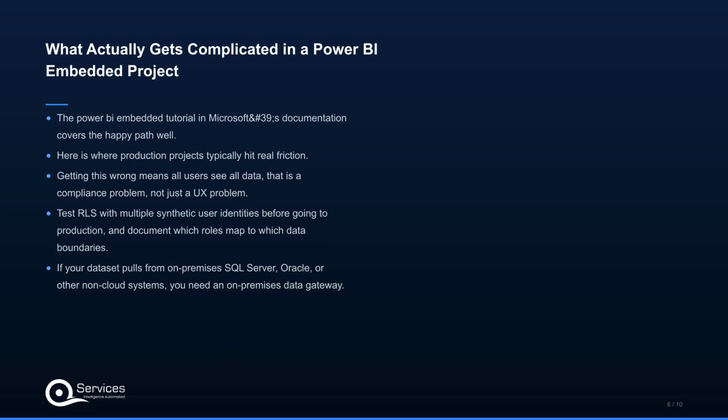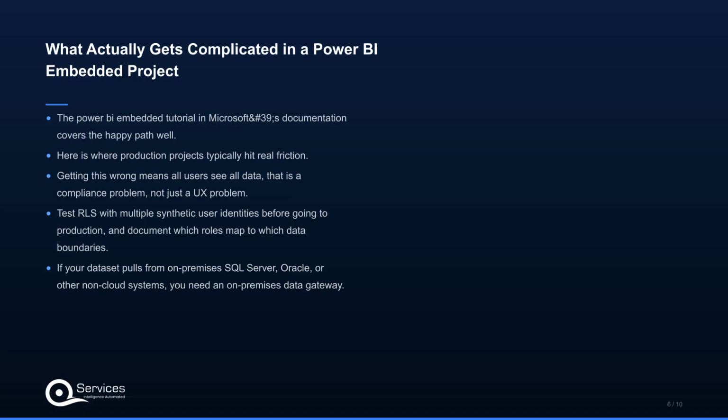Let's talk now about what actually gets complicated in a Power BI Embedded project. The Power BI Embedded tutorial in Microsoft's documentation covers the happy path well. Here is where production projects typically hit real friction. If different users should see different data subsets, you need row-level security configured in your Power BI dataset, with the user's identity passed in the embed token. Getting this wrong means all users see all data. That is a compliance problem, not just a UX problem. Test RLS with multiple synthetic user identities before going to production, and document which roles map to which data boundaries.